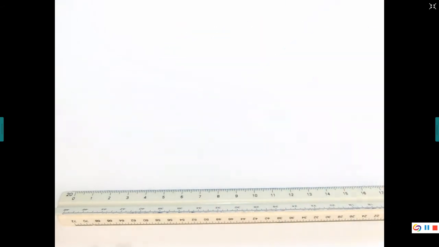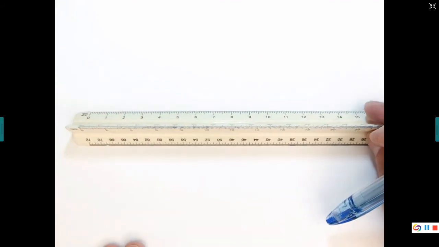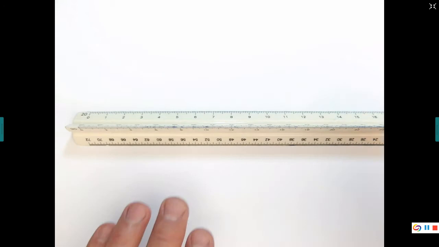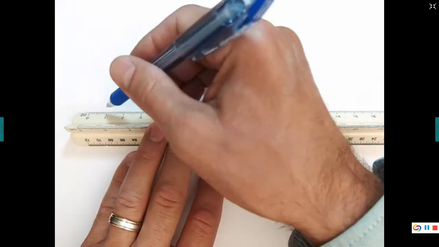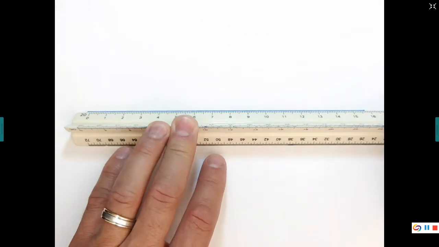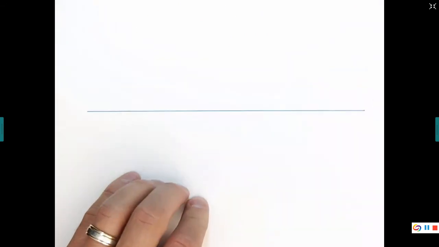The first thing I want to do is take my piece of paper and draw in an X and Y axes about in the middle. We'll just take our straight edge and draw an X axis and a Y axis.